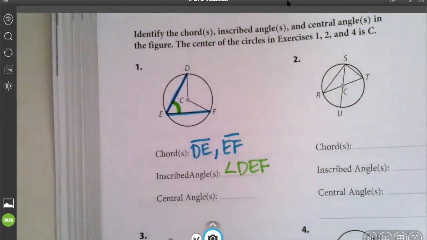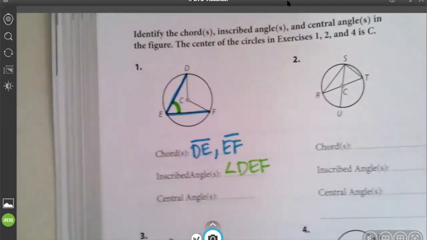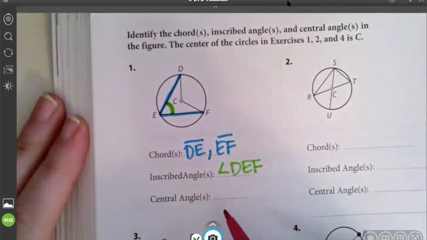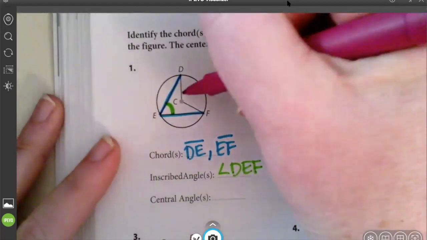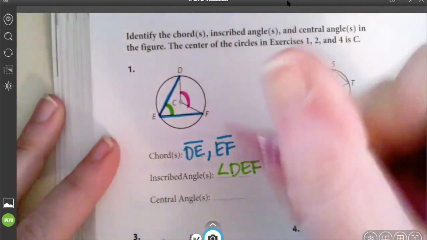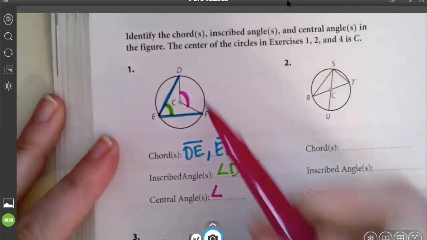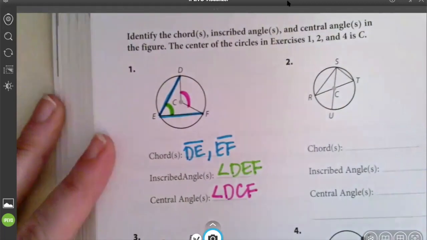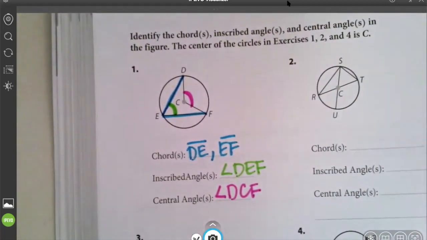So now we have a central angle. So somebody tell me the vertex of the central angle. C, good. So angle, I'm going to name it with the 3 letters, DCF or FCD. That's fine too. Let's go ahead and flip over to numbers 7, 8, and 9.